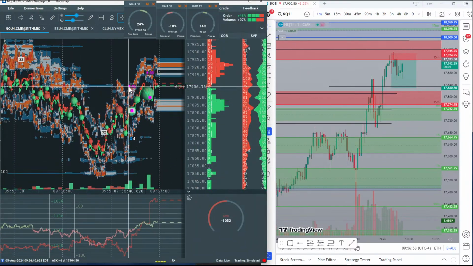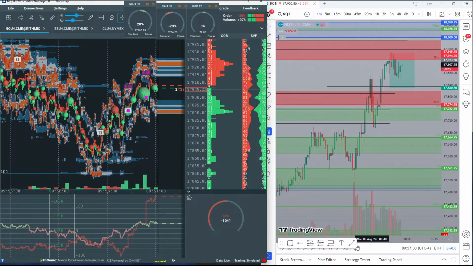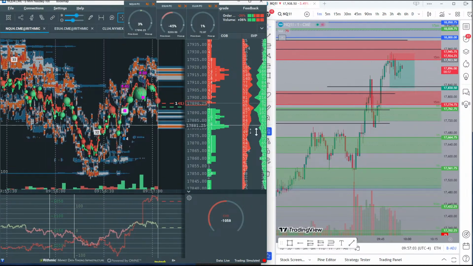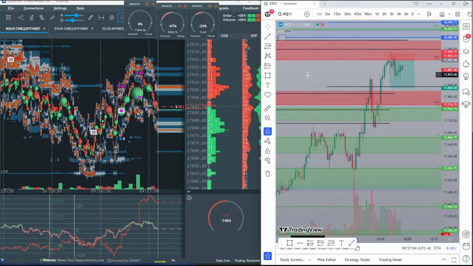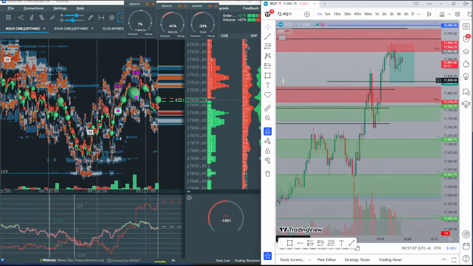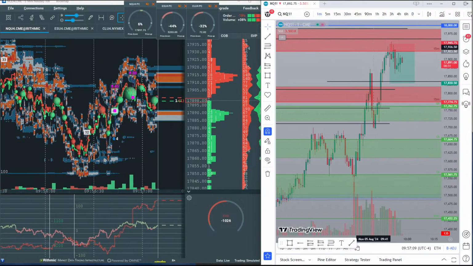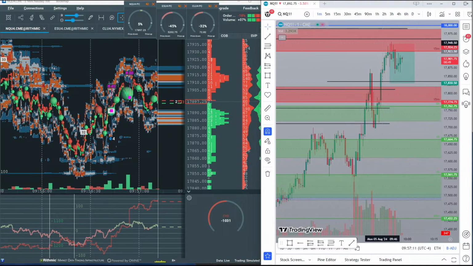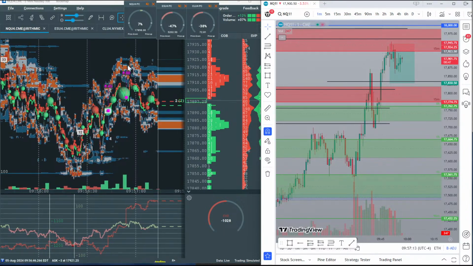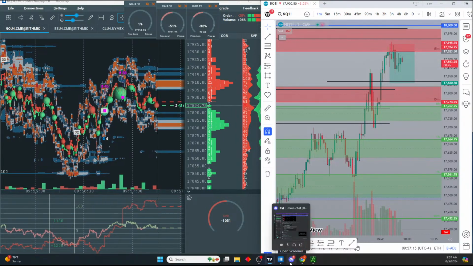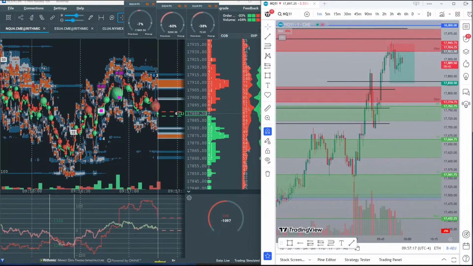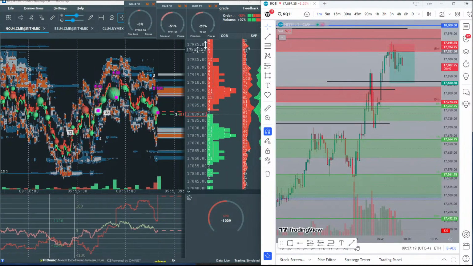Some absorption coming in, push higher, buyers trying to step back in the market. Let's see if we have any divergence. Nope, but ES is definitely weak still too, so I'm not jumping out of these shorts just yet. Still in these shorts on the Nasdaq.